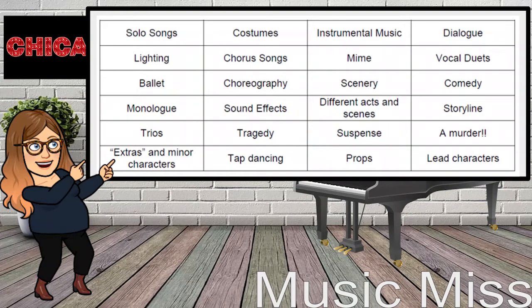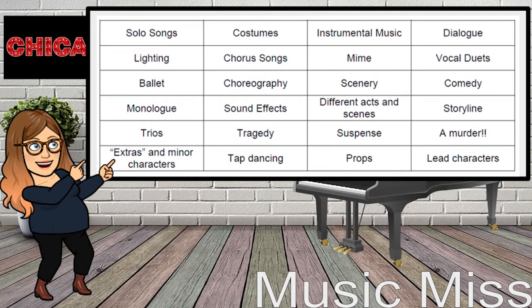Solo songs, that is when one person sings a song on their own. Costumes is the name for anything that is worn by any character during a play or a musical. Instrumental music is when there is a chunk of music that is just instruments and there is no singing. Dialogue is when two people have a conversation.